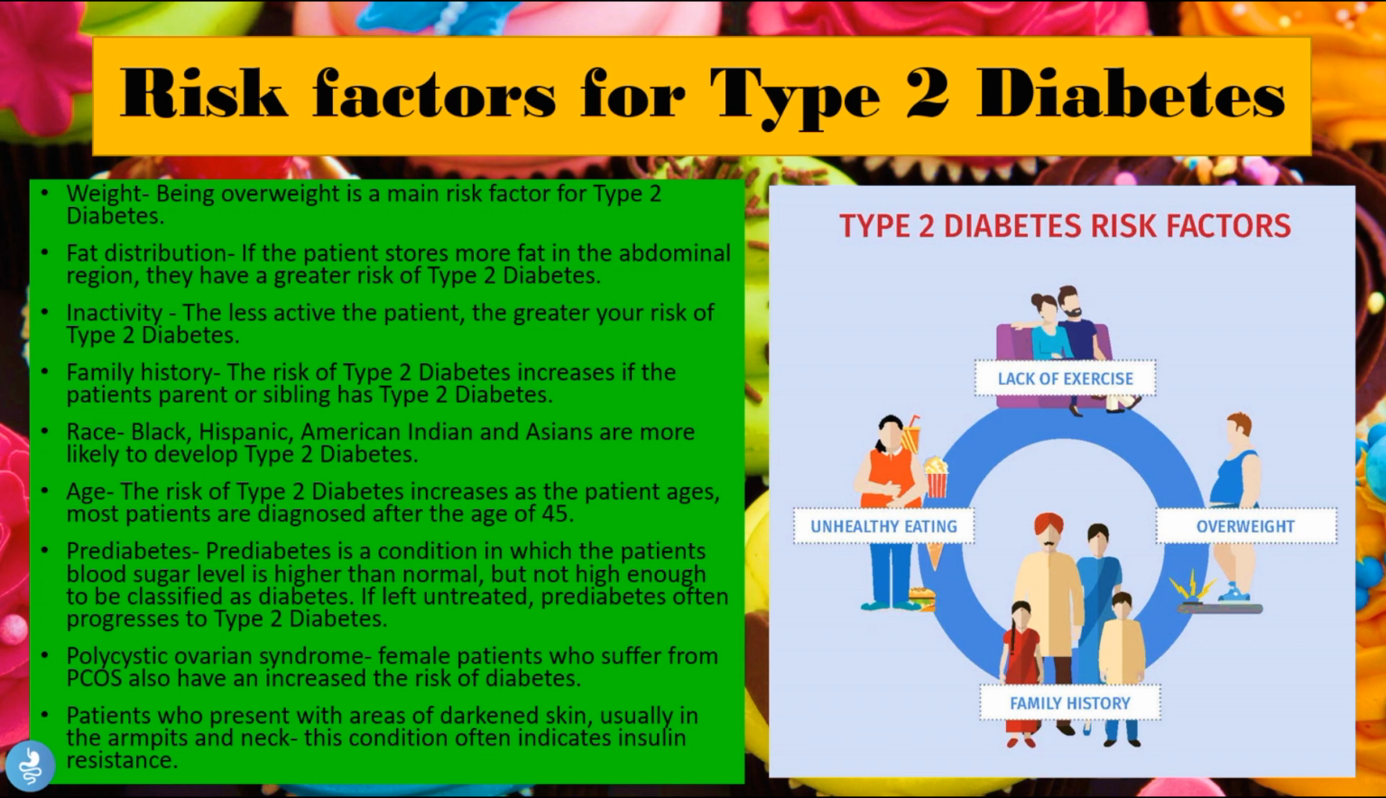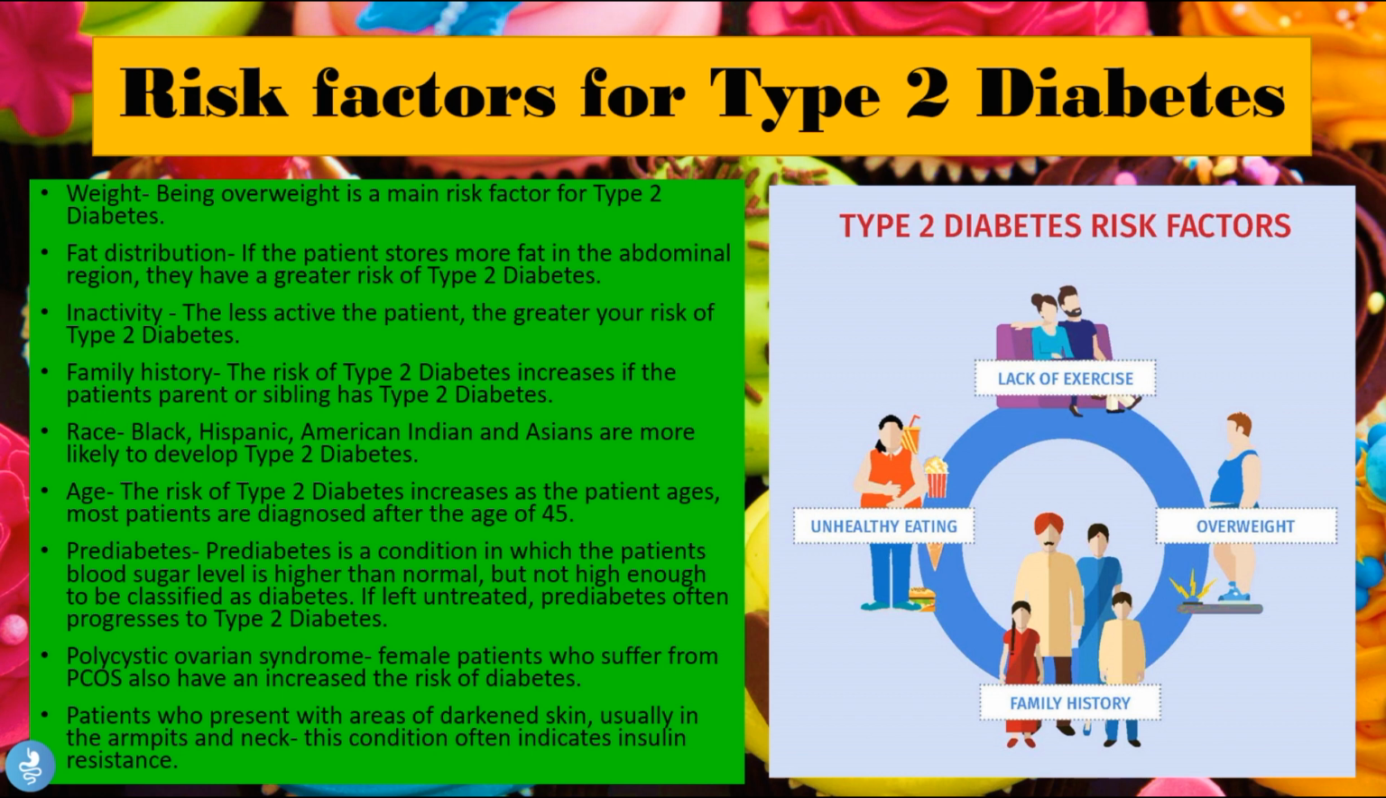Age: the risk of type 2 diabetes increases as the patient ages. Most patients are diagnosed after the age of 45. Prediabetes: prediabetes is a condition in which the patient's blood sugar level is higher than normal, but not high enough to officially be classified as diabetes. If left untreated, prediabetes often can progress into type 2 diabetes. So this is another risk factor.